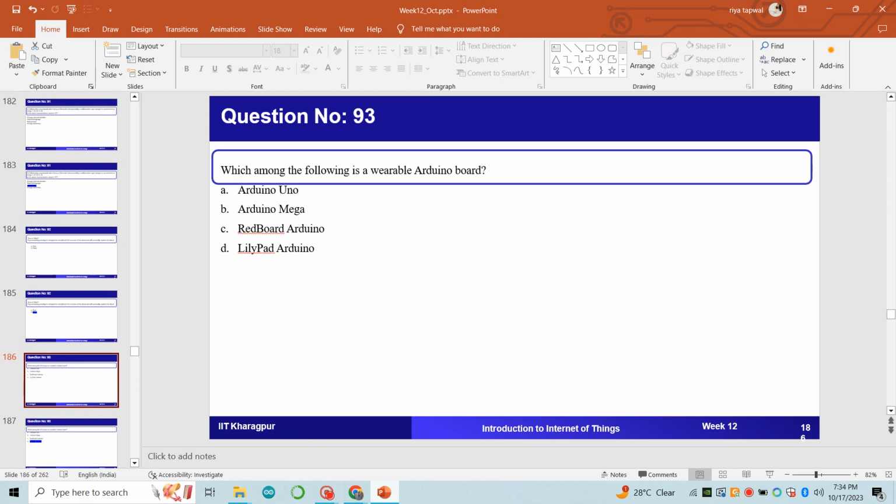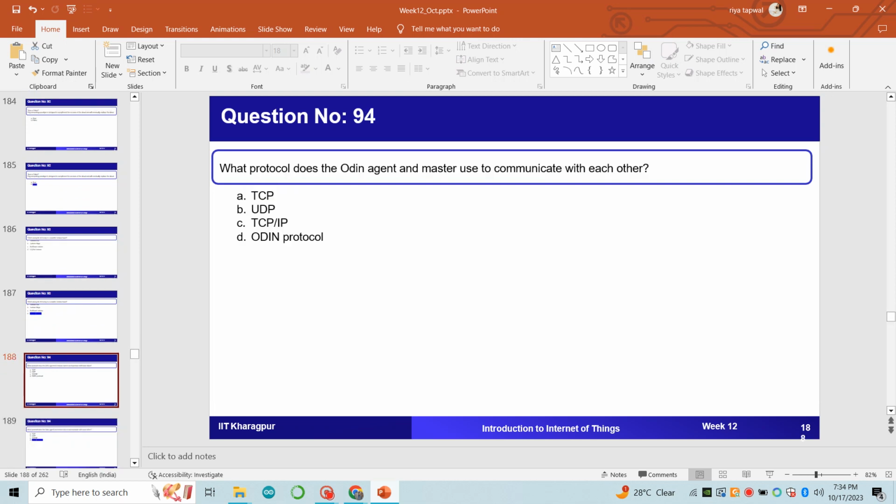Next question is, which among the following is a wearable Arduino board? Options are Arduino Uno, Arduino Mega, Redboard Arduino, Lilypad Arduino. Lilypad Arduino.